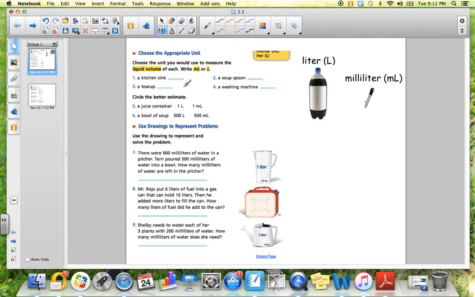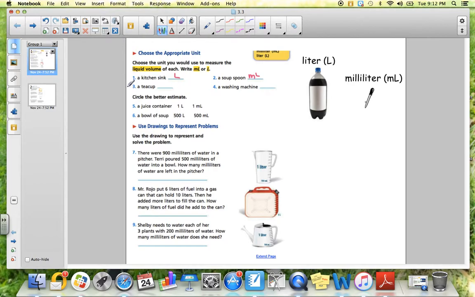Okay, so number 1, a kitchen sink. Is that going to be a milliliter or liter? Well, a kitchen sink is pretty big. I would say it would take a lot of milliliters to fill it up. So let's go with liter. Number 2, a soup spoon. Well, that's small. So I'm going to go with milliliter. Make sure you're writing this with me.